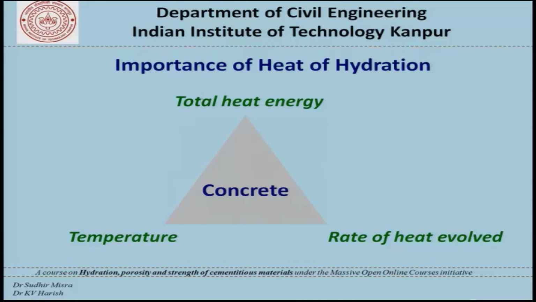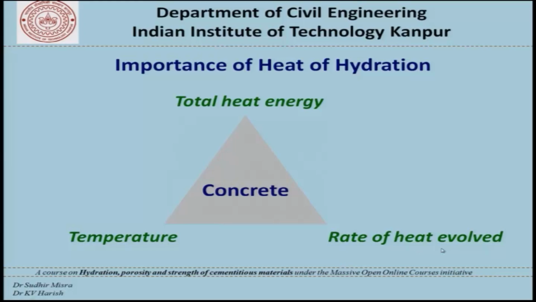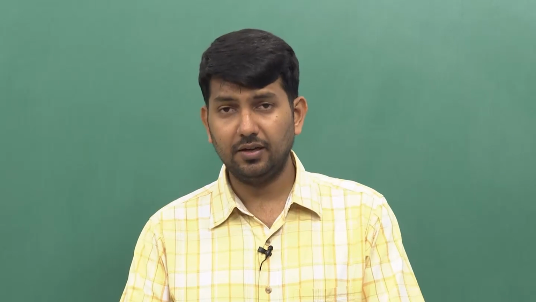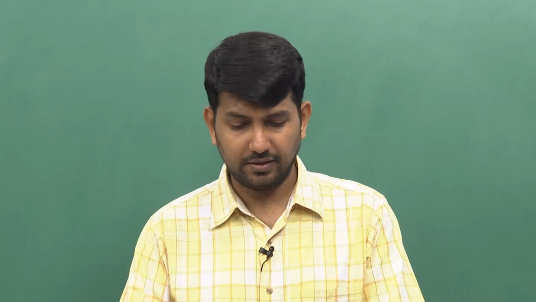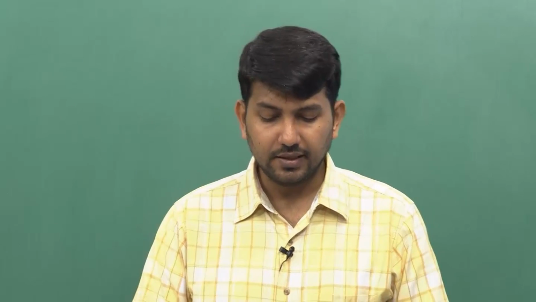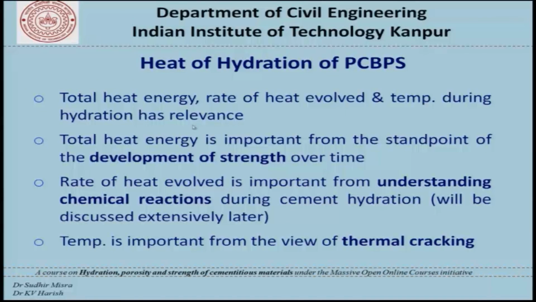Total heat energy is important from the standpoint of knowing the development of properties with time. Temperature is important from the standpoint of thermal cracking, and rate of heat evolved is important from the standpoint of understanding chemical reactions that happen in Portland cement. Total heat energy, rate of heat evolved and temperature during hydration all have relevance: total heat energy for development of strength, rate of heat evolved for chemical reactions, temperature for thermal cracking.